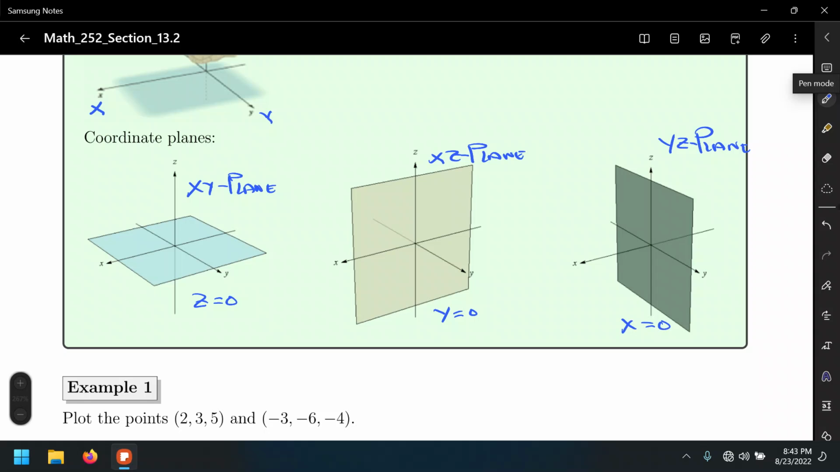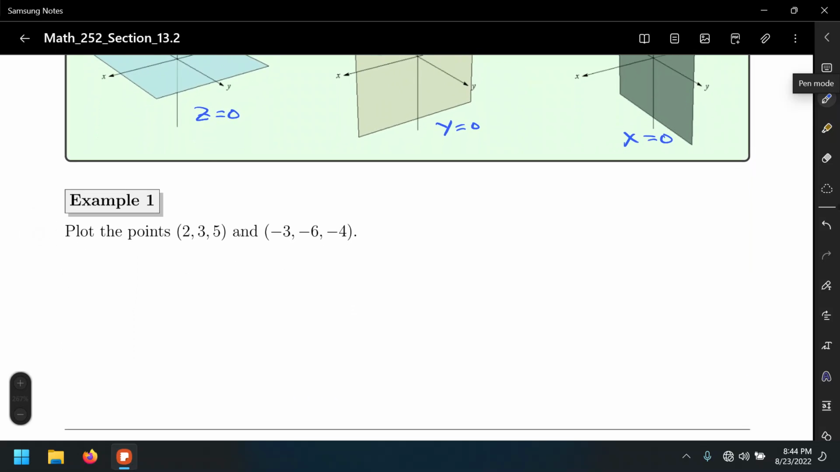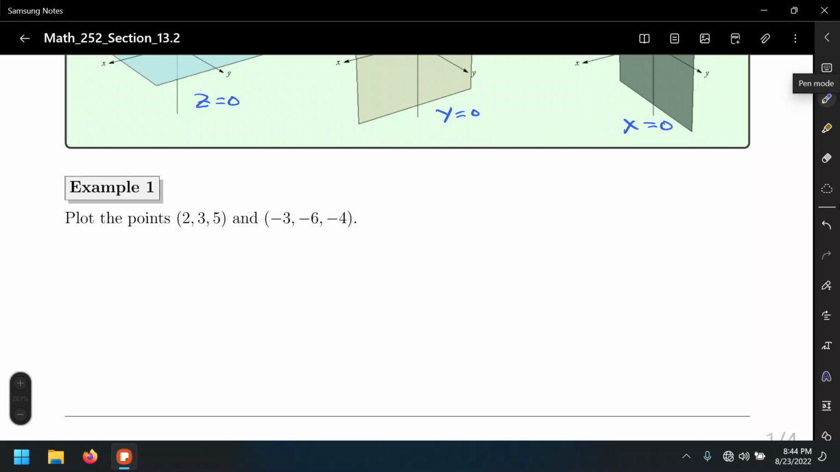We're going to look a little bit more at other regions in 3D. You might remember from Calc 2 and pre-calculus the conic sections, parabolas, ellipses, all those. In 3D, we're going to look at very similar solids like ellipsoids, cylinders, hyperboloids. They have weird equations, and you'll see later when we get to those sections. In the meantime, let's plot the points (2, 3, 5) and (-3, -6, -4).